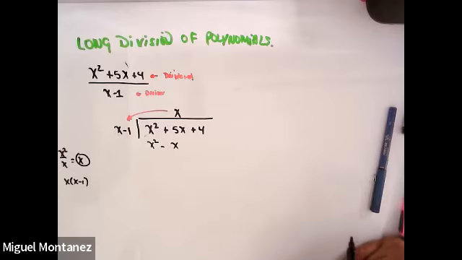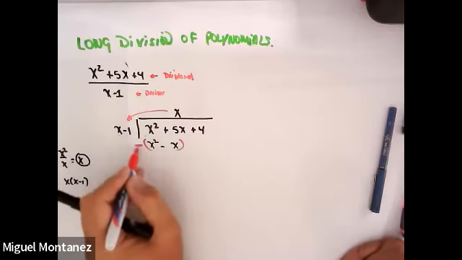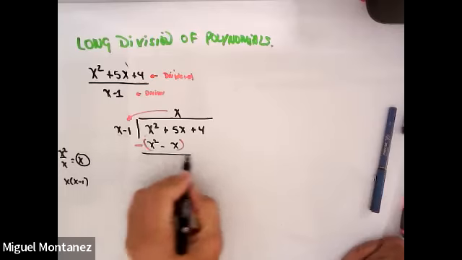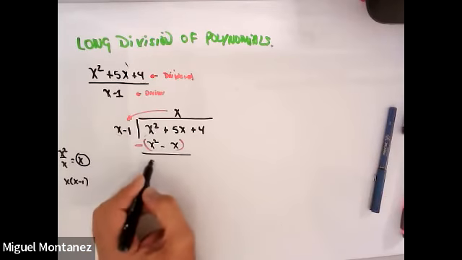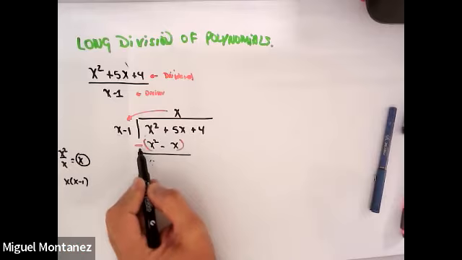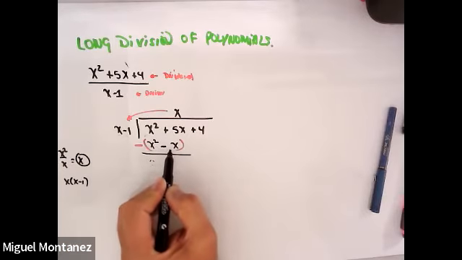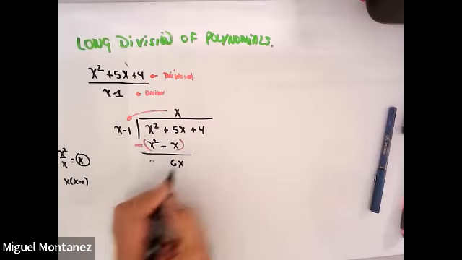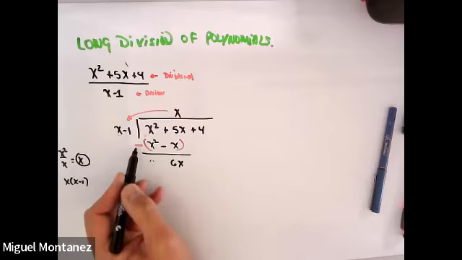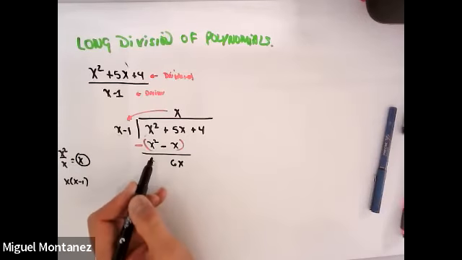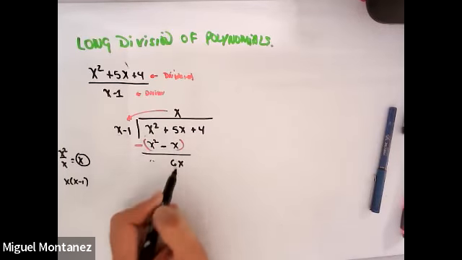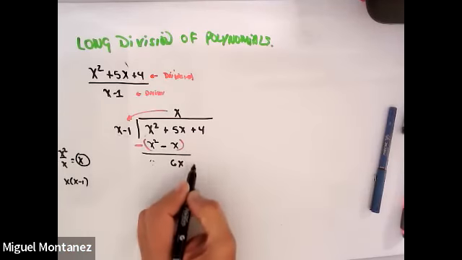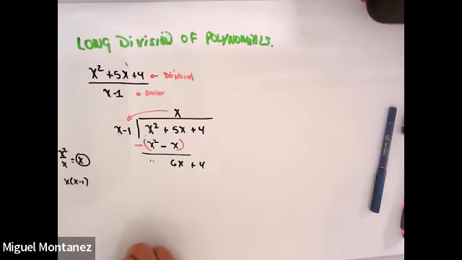And we need to subtract. Be careful here, folks. When you subtract, make sure you distribute the negative properly. x squared minus x squared is 0. 5 minus minus 1 will be 6x. This is the typical mistake: sometimes we forget to distribute the negative. So 5 minus minus 1 is 5 plus 1, which is 6. You drop the 4 and you repeat the process.